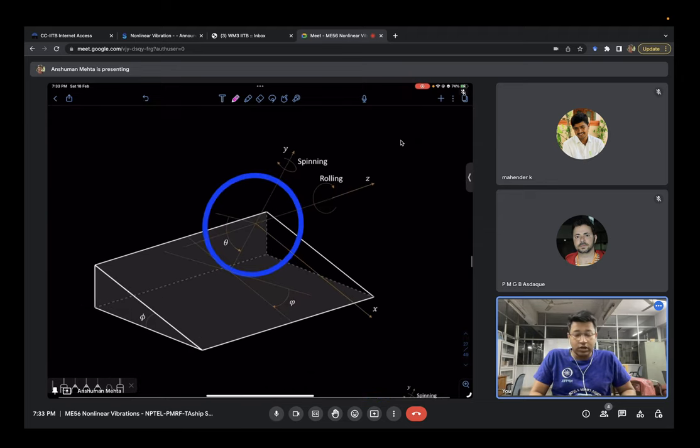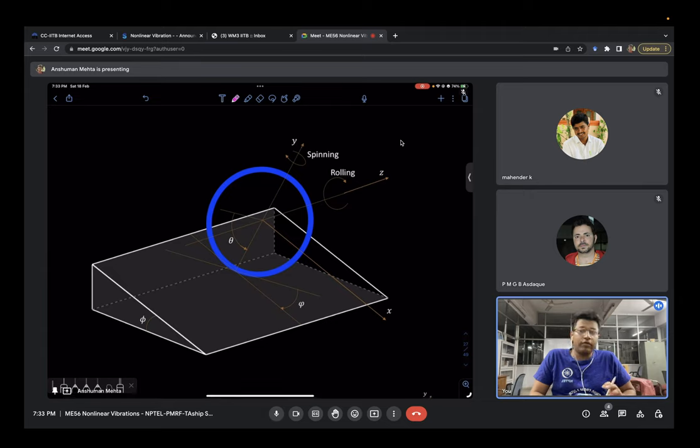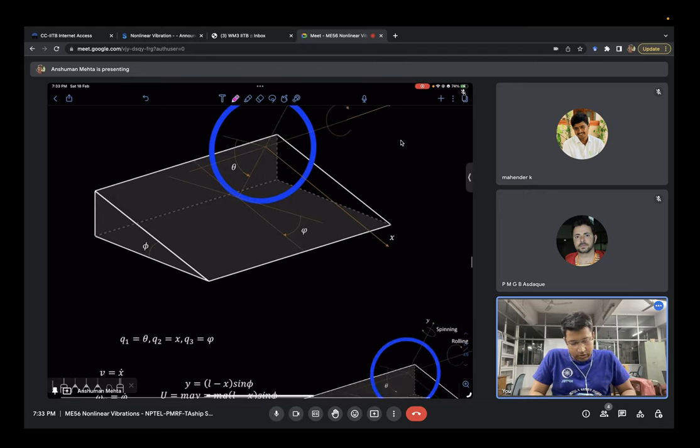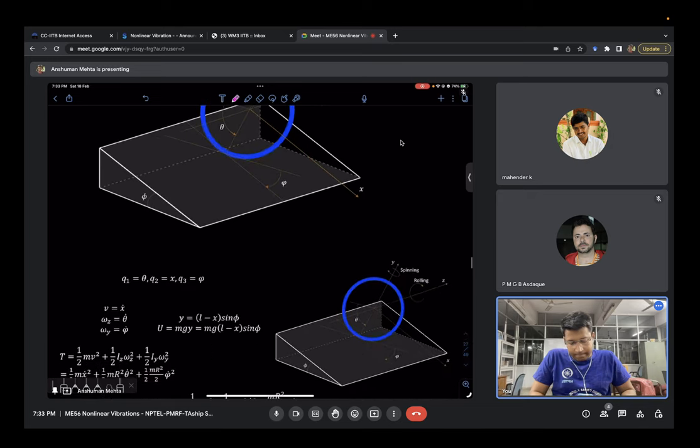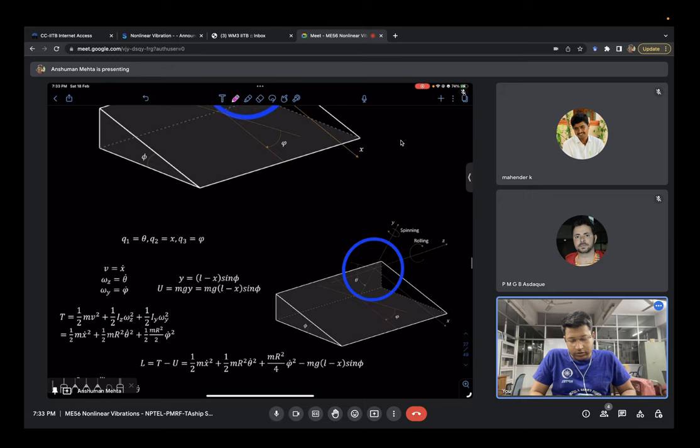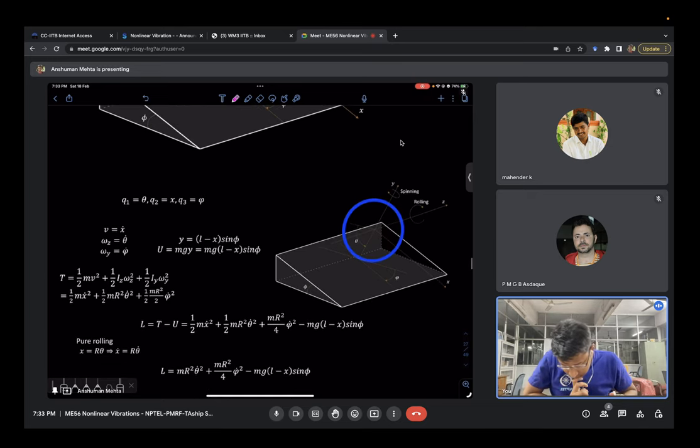Next, what he does along with rolling, now it's spinning also, okay, that ring. So we have one more coordinate, which will be along with theta, there is one more variation of theta, and we will find the equation of motion again by first finding kinetic energy, then potential energy, and then the Lagrangian.